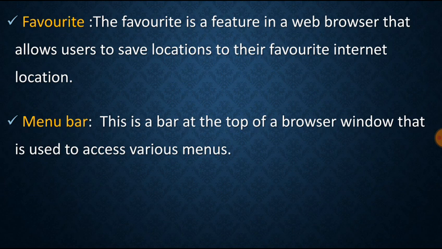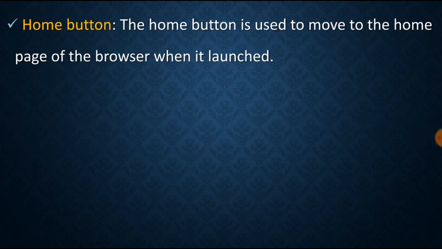The next one, we have the menu bar. And we said this bar is just below the title bar of the web browser window and contains the various menus, such as file and the rest. Now let's look at the next one. We have the home button. We also said the home button is used to move to the home page of the web browser when it was launched. We talked about what a home page is. We said the home page is the first page that appears when a web browser application is launched or executed on the computer.